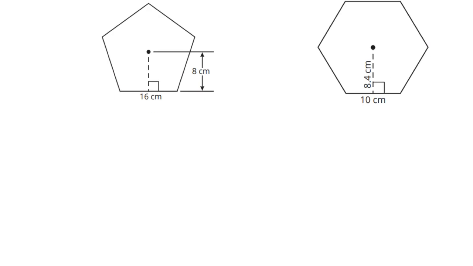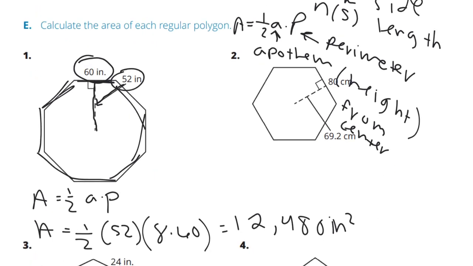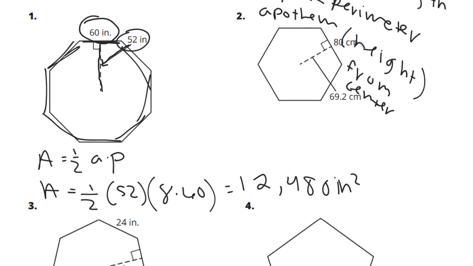So I'm going to let you guys do the rest of these. You're going to do the exact same thing. I think it's pretty self-explanatory. I'll just guide you through it a little bit because I don't want to make this video too long. But here, the 80 is your side length. You're going to count how many sides you have, and that's going to be your perimeter. Your apothem here is your 69.2.